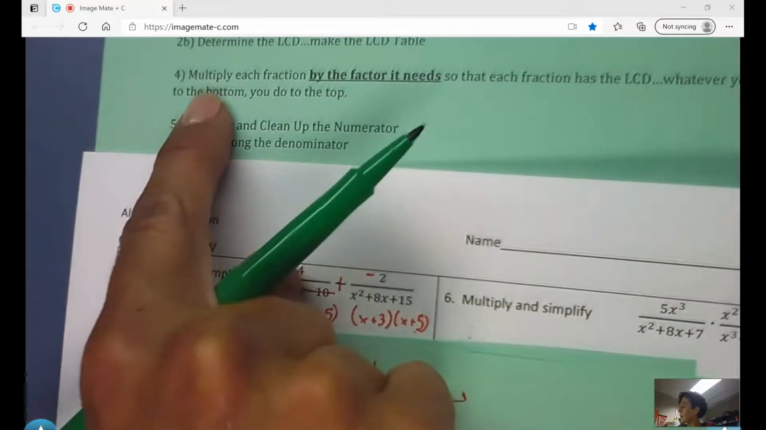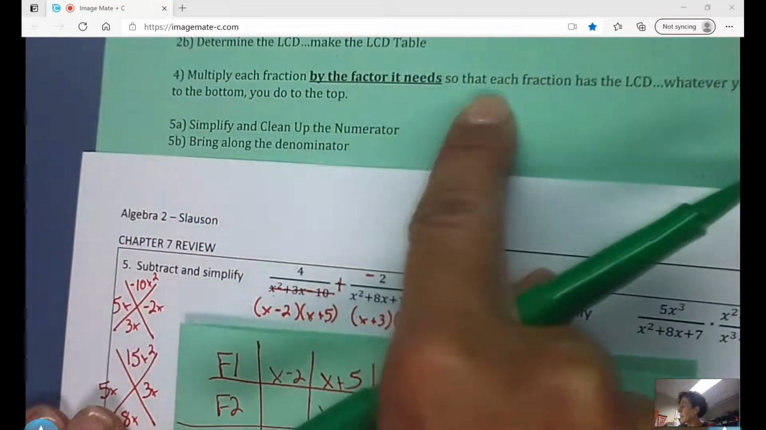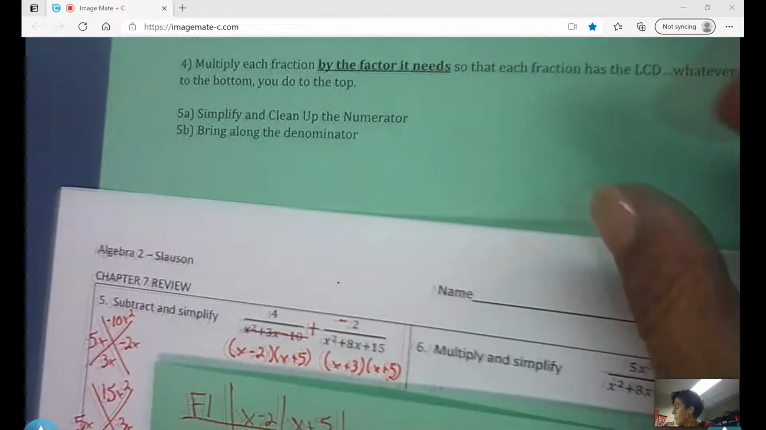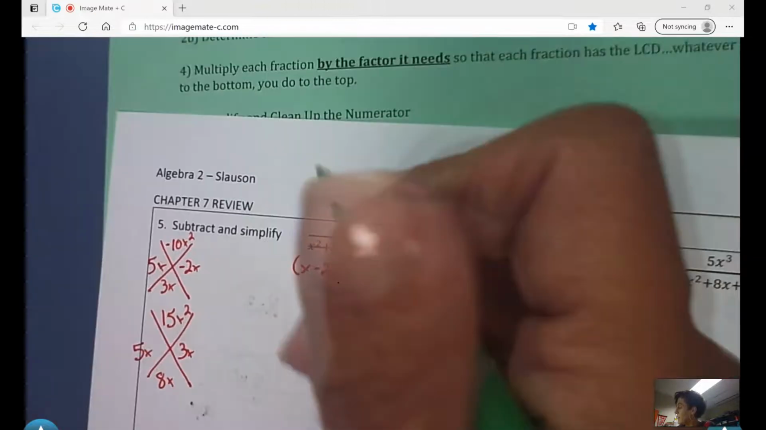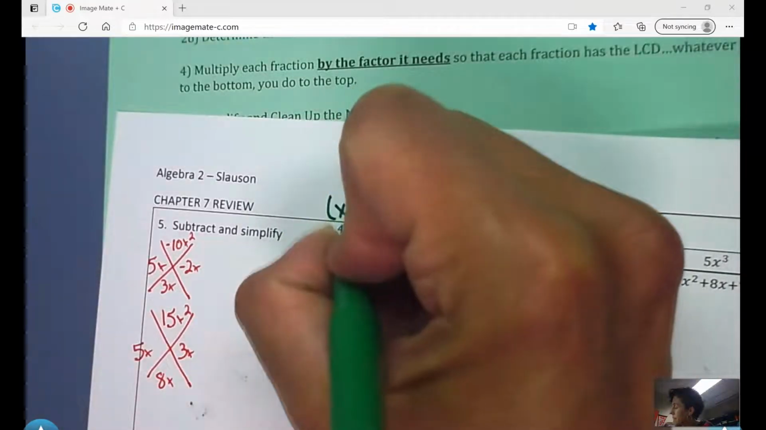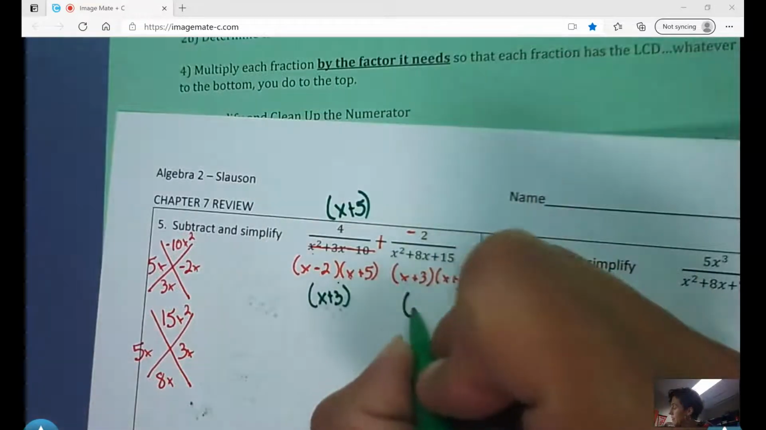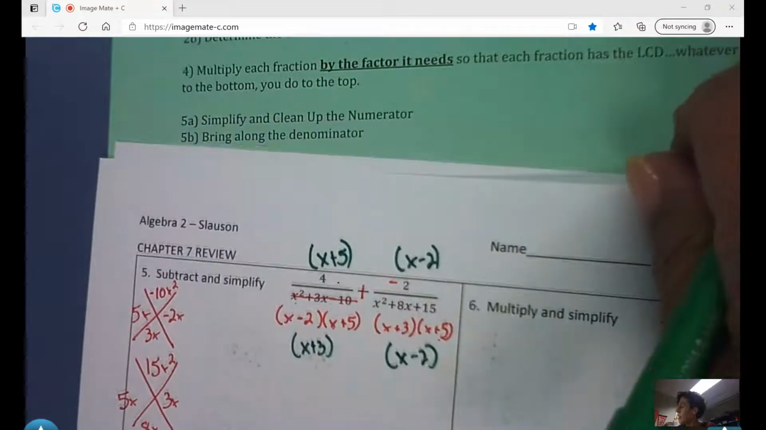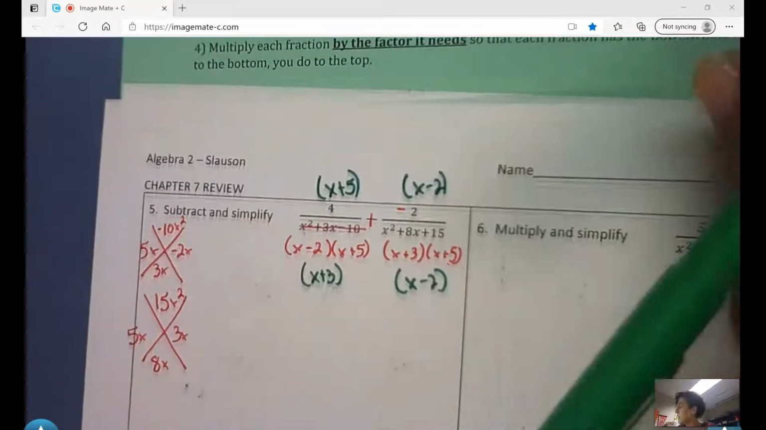So that's what we're doing here. We're going to multiply each fraction by the factor it needs so that each fraction has the LCD, and whatever you do to the bottom, you do to the top. So again, this one needs an x plus 3, bottom, top. This one needs an x minus 2 on the bottom and on the top. You're going to simplify and clean up the numerator and just bring along the denominator.